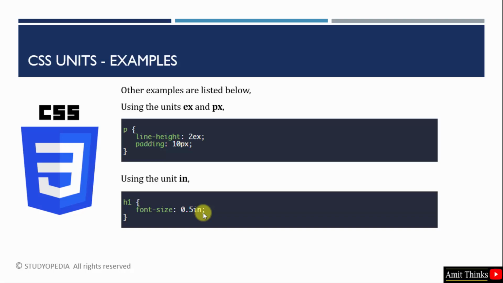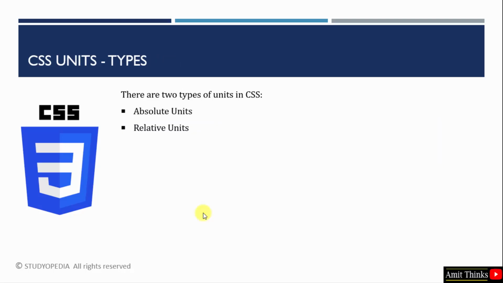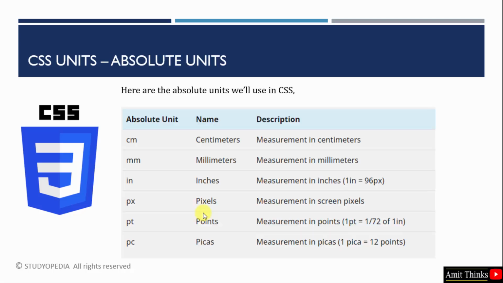You must be wondering how we bifurcate these units. For that, we have absolute as well as relative units. Let us see them one by one. The following are the absolute units. We just saw the inches and pixel units. We also have cm, mm, that is millimeters, points, and pc units. We have used the px unit.